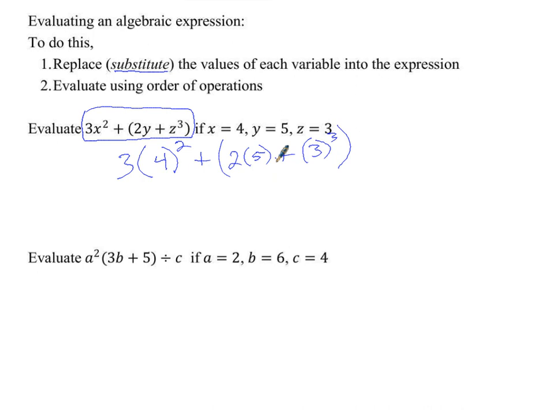Where do we go now? The exponents. We have 3 to the third, which is 27. So I'm going to write 3 times 4 squared plus parentheses 2 times 5 plus 27.